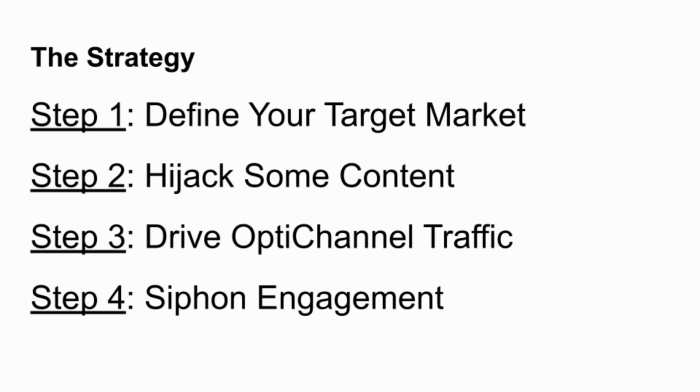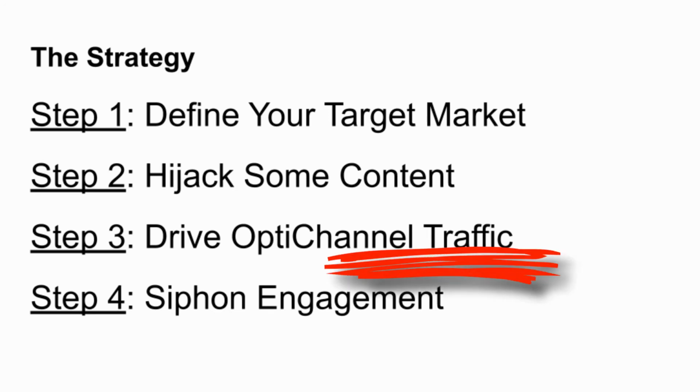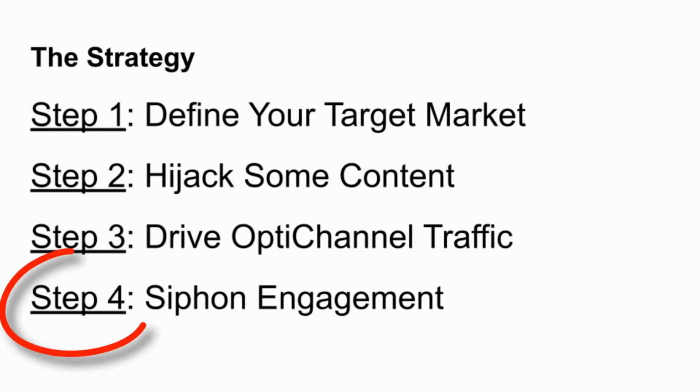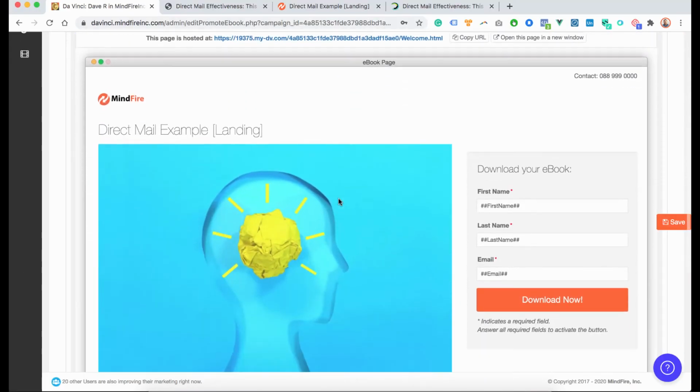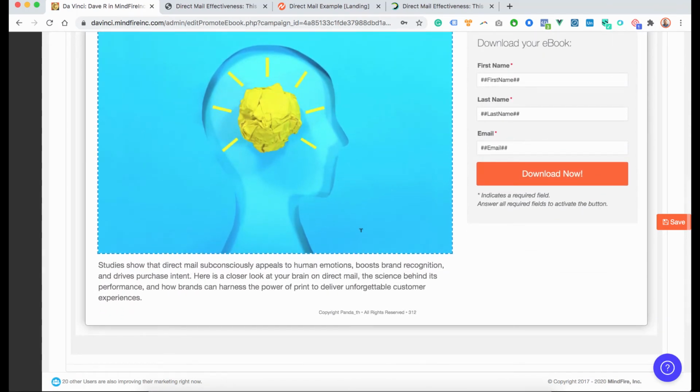Okay, so step 1, we defined the target market. Step 2, I showed you how to hijack some content. Step 3, I showed you how you're driving traffic to that content. And now step 4, you're going to siphon engagement by using a landing page here that's set up to capture information from the interested viewer.